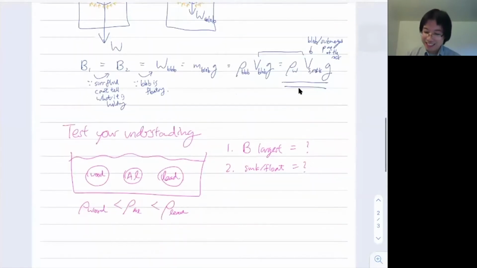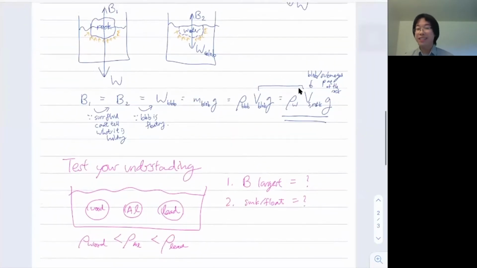Because if we study our formula over here, the buoyancy depends on three things, technically. It depends on the density of the surrounding fluid, which is the same for this case, the volume, which is the same (I didn't specify, I should say that), and the gravity. So they're all the same. All right. Now, which one will sink or float?